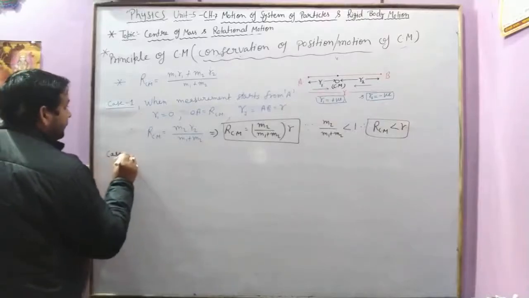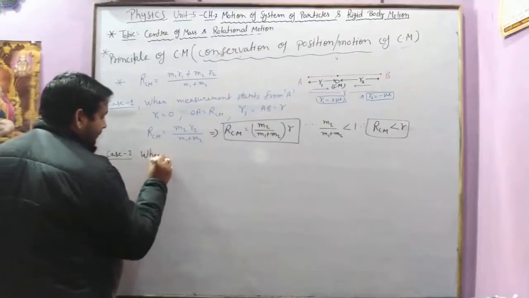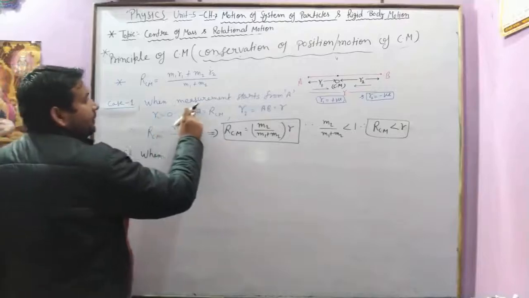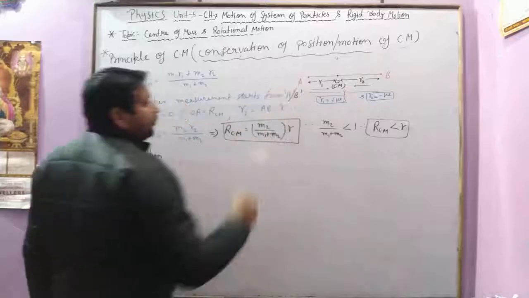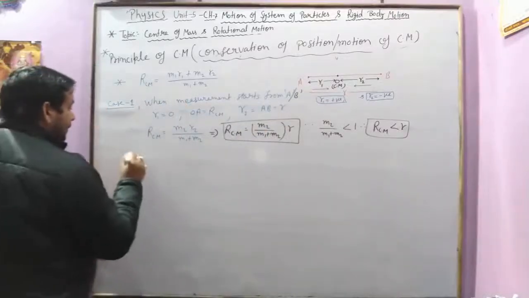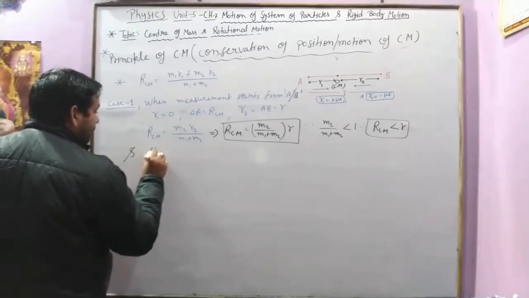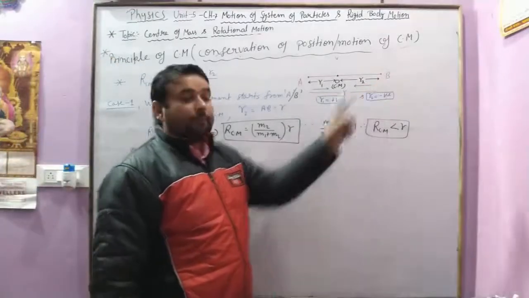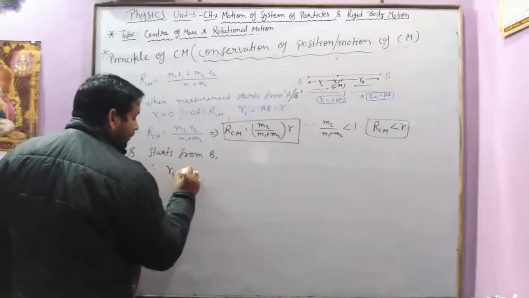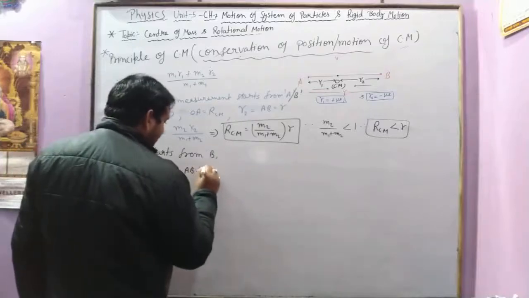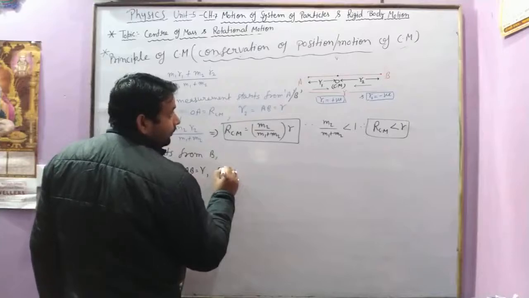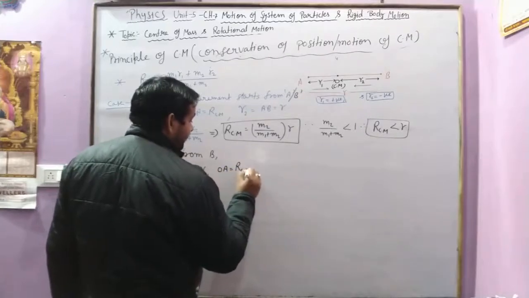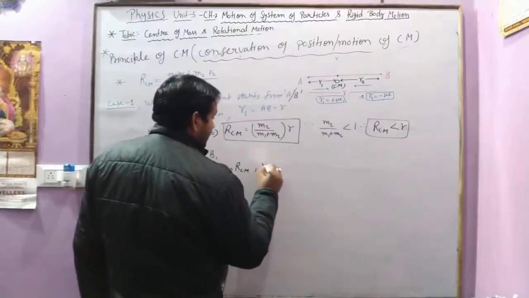Second, case 2. When measurement starts from B. In this case, when we start measurement at B, therefore R1 is equal to AB, equal to R, OA is equal to RCM, and R2 is equal to 0.